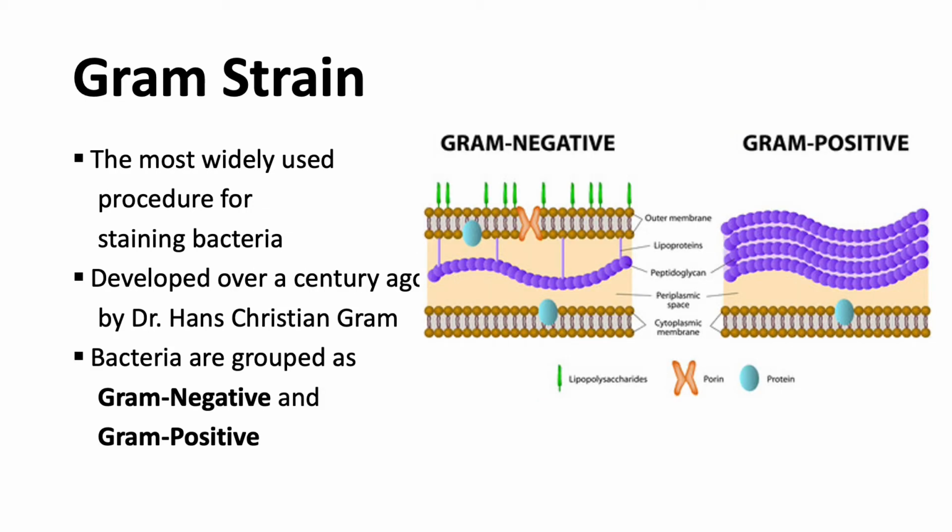For us to identify whether a bacteria is gram-negative or gram-positive, we use the gram staining. This is the most widely used procedure for staining bacteria. This was developed by Dr. Hans Christian Gram over a century ago. In this picture, you can see the difference between a gram-negative and a gram-positive cell wall. The relatively thin gram-negative cell wall contains a thin layer of peptidoglycan, an outer membrane, and lipopolysaccharide. On the other hand, the thicker gram-positive cell wall contains a thick layer of peptidoglycan and teichoic and lipoteichoic acids.